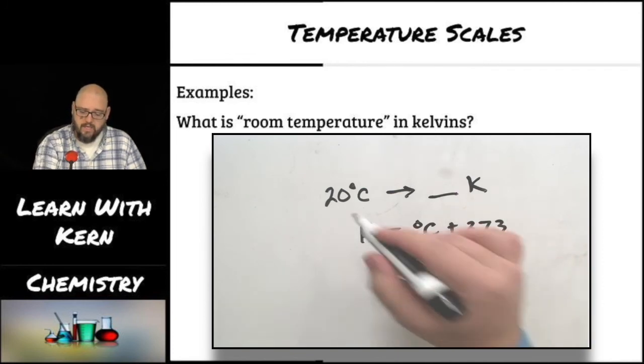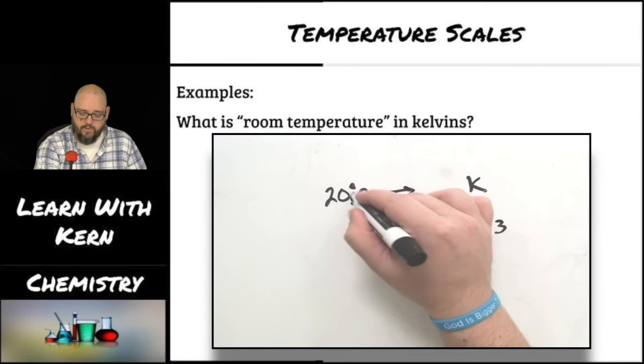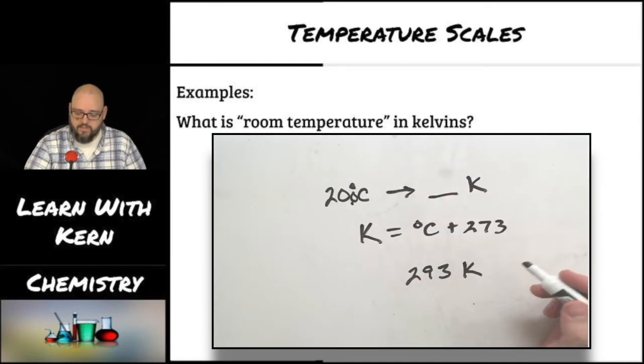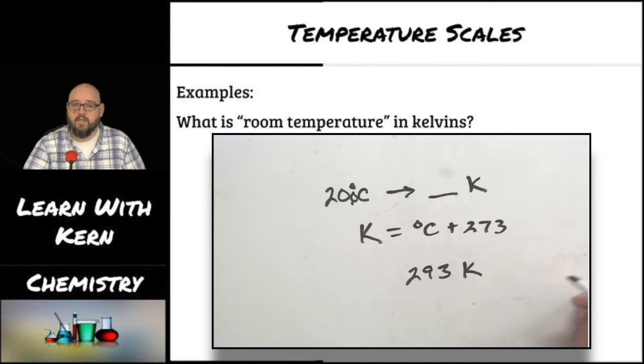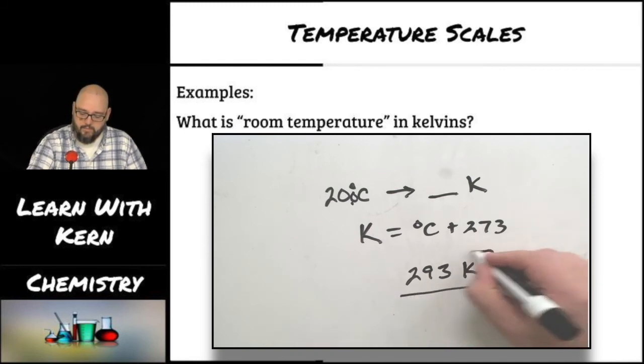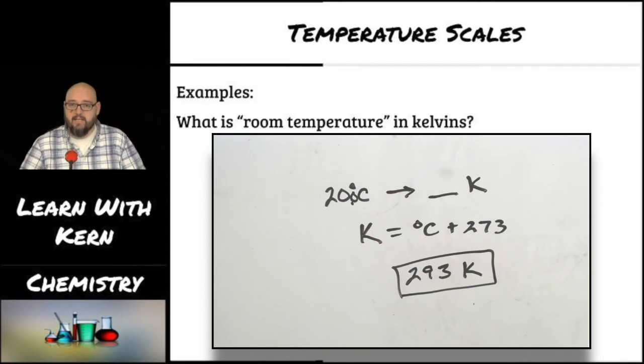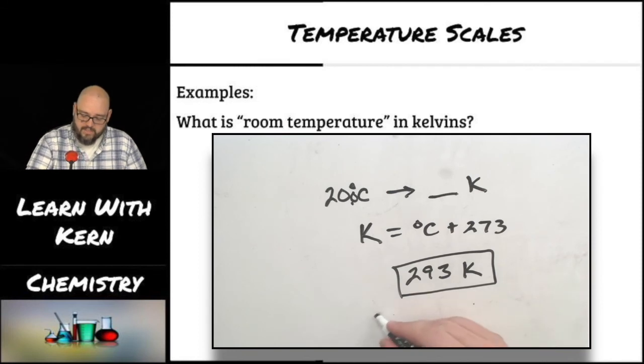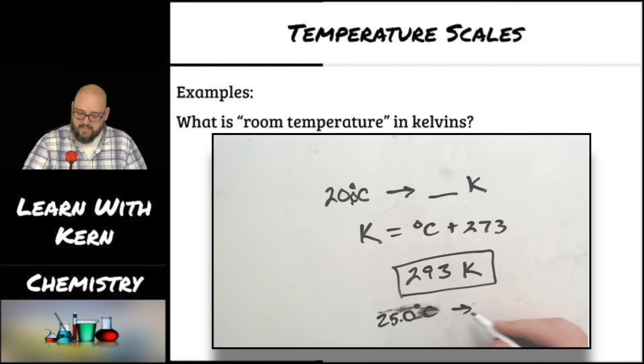Now, I just said 20, so we can make it 20.0 for significant figures purposes. If it was 20 exactly, then it would just be 300 Kelvin, but that's not really important at the moment. So we're just going to add it and get our 273. Now some people would say that room temperature is 25 degrees Celsius. So we'll say that's 25.0 degrees Celsius. In that case, if we added 25 to 273, it would be 298 kelvins.